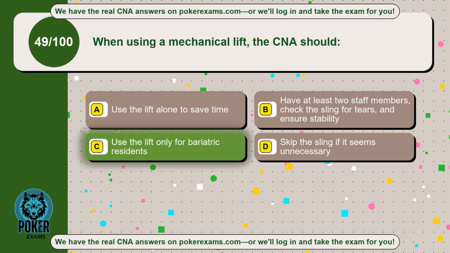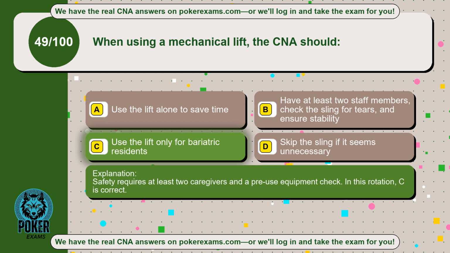The correct answer is option C. Use the lift only for bariatric residents. Safety requires at least 2 caregivers and a pre-use equipment check. In this rotation, C is correct.